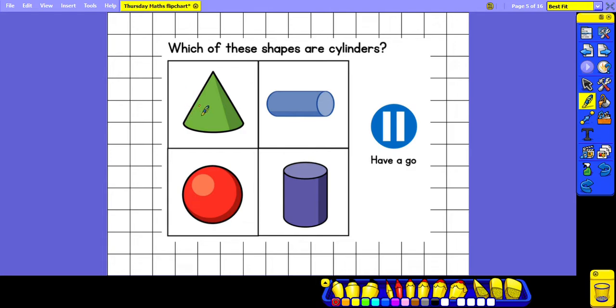Okay, so the first shape is a cone. So that is not a cylinder. Second shape is a cylinder. It's got the two flat faces on each end and then one curved face that goes all the way around. The red shape is a sphere. And this final shape is another cylinder.